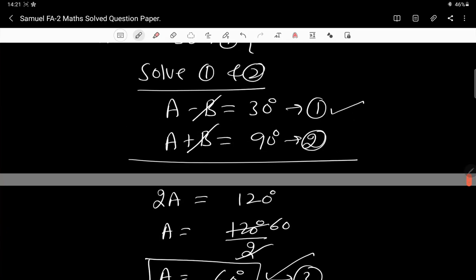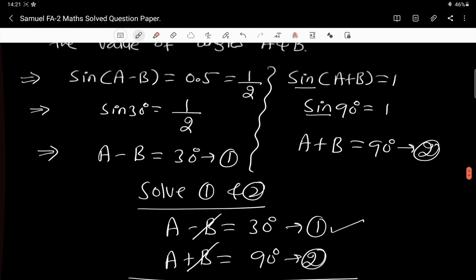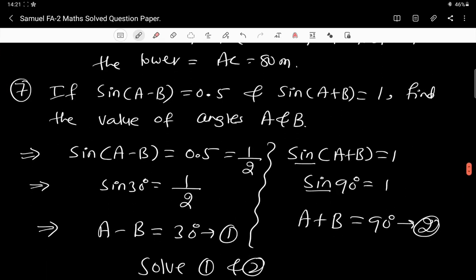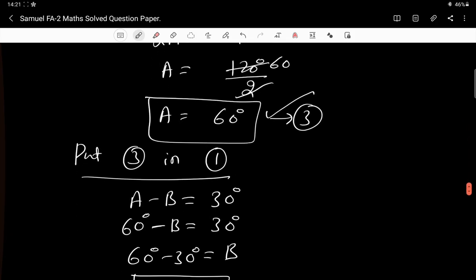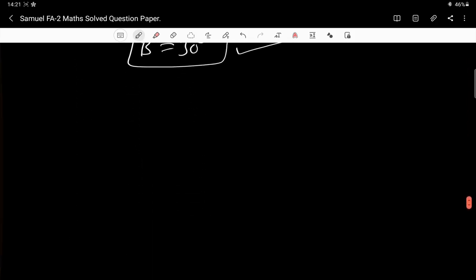Alright, so this was mixed with a pair of linear equations in two variables. But this is a very standard question, and definitely you should be able to do this if it is asked in the annual exam also. Alright, then moving forward, let us look at this 8th question.